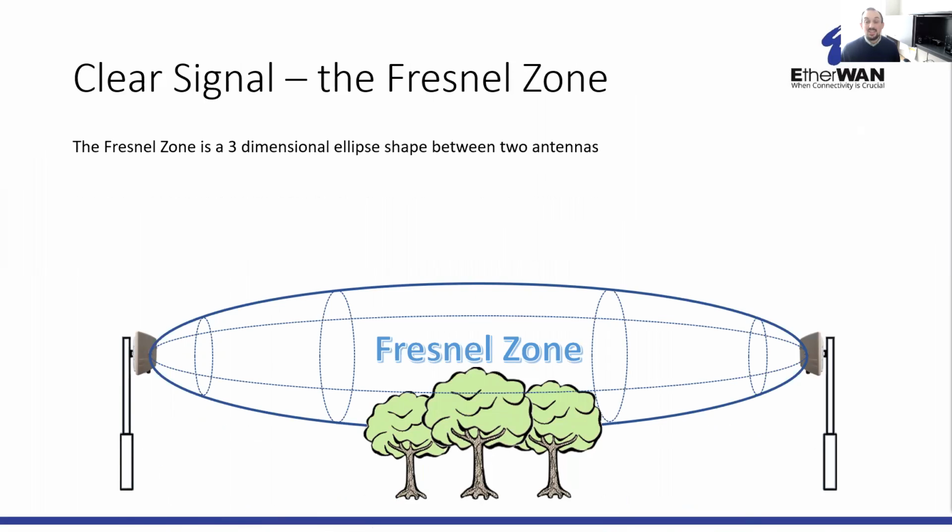The Fresnel zone is basically the signal path between the two radios. It is not a straight line. You cannot just shine a laser pointer from one radio to the other, see that the laser pointer hits the other radio and say, oh, all right, perfect, I've got a clear signal path.